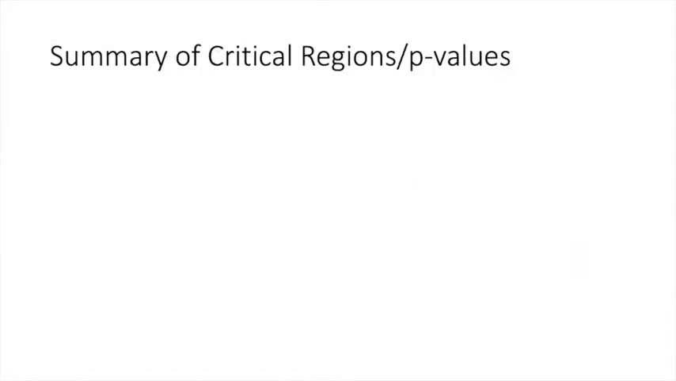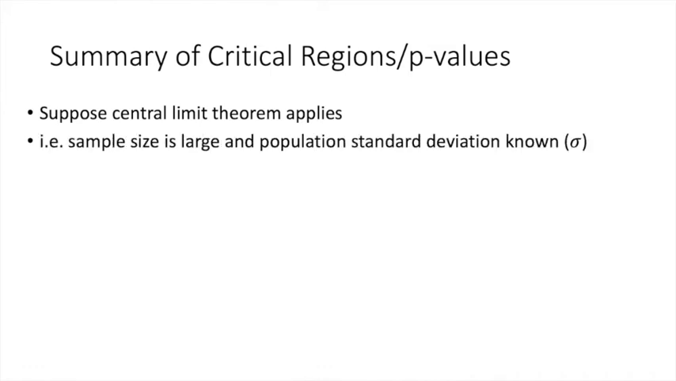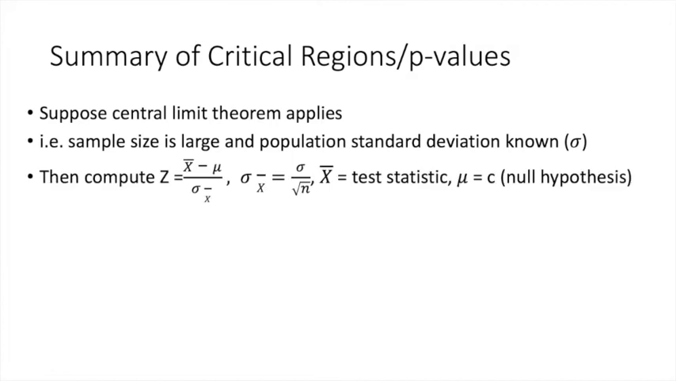So let us summarize it now. We will assume a standardized normal distribution here. Suppose the central limit theorem applies. That means the sample size is large enough and the population's standard deviation is known. Then we can standardize our sample mean as shown on screen to compute a z-score.